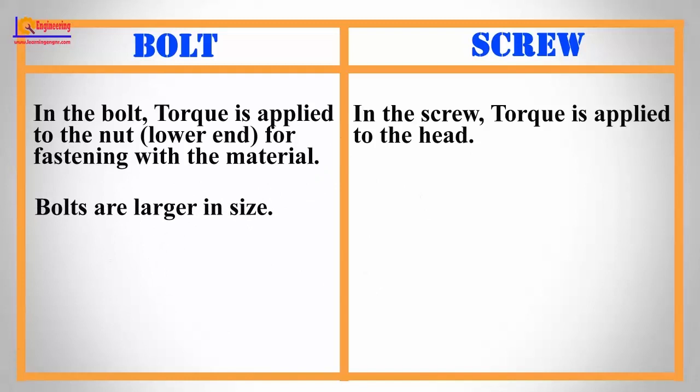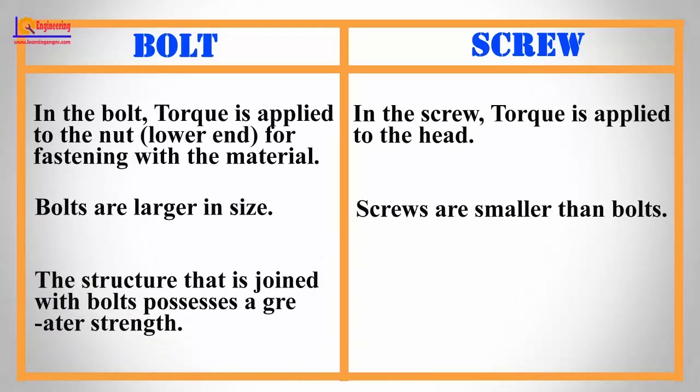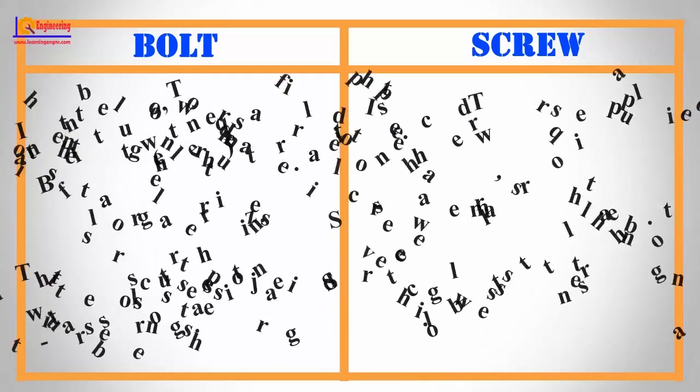Bolts are larger in size. Screws are smaller than bolts. The structure that is joined with bolts possesses greater strength. Screw gives less strength than the bolt.